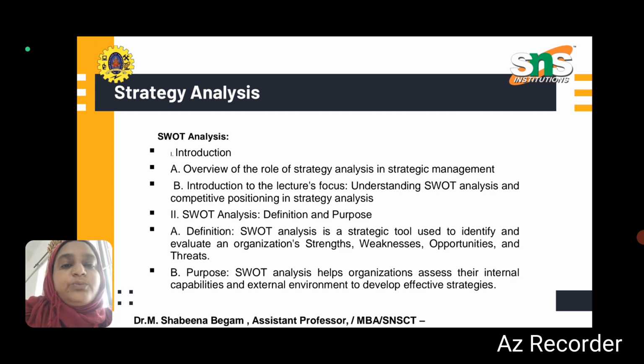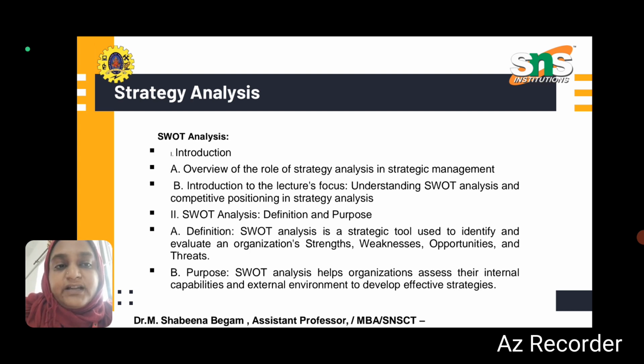When we talk about SWOT analysis, it's an overview of the role of strategic analysis in strategic management. So what is the definition of SWOT analysis and what are its purposes? It's a strategic tool used to identify and evaluate. You have to identify the situation, evaluate the problem and overcome the situation, with the strengths, the weaknesses and the opportunities available in the surroundings, and what could be the threat and how you can overcome that particular threat is to be analyzed and evaluated. That's what we are going to do in SWOT.